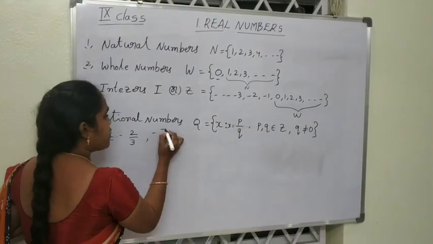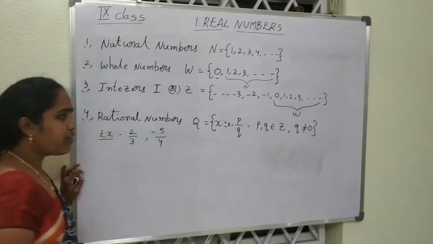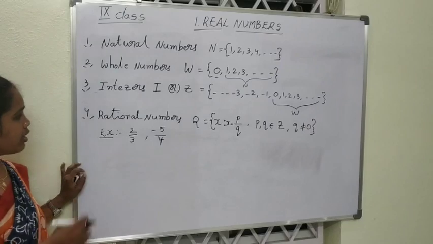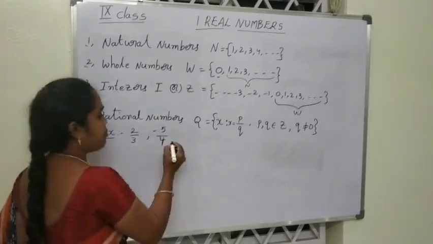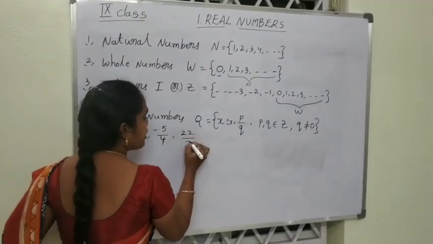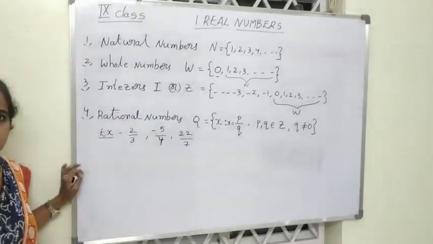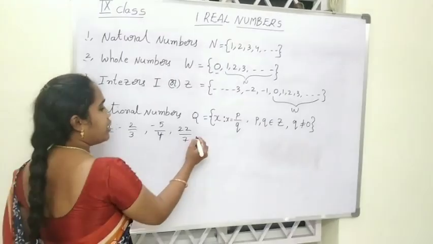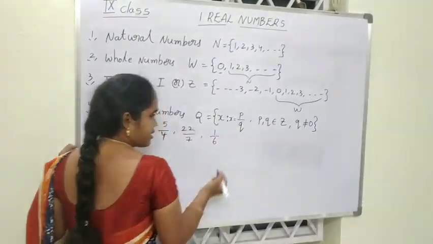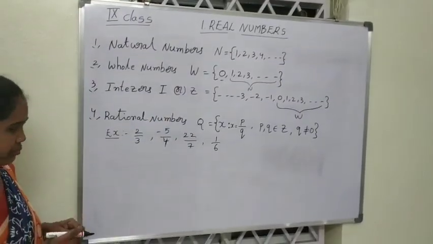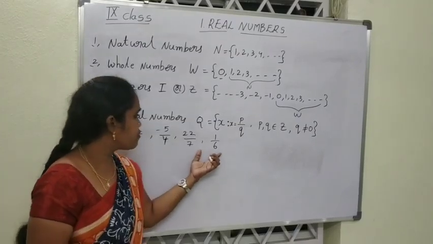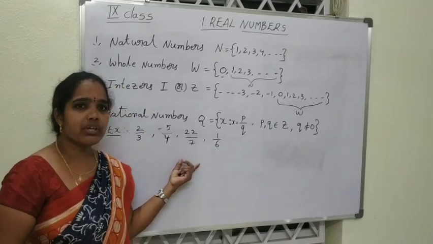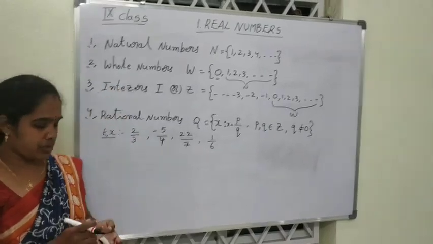Now I am taking minus 5 by 4. Is minus 5 by 4 in the form of P by Q or not? Yes, so that is right. That's why this is also a rational number. I am taking 22 by 7. Is 22 by 7 a rational number? Yes, it is in the form of P by Q. Next, suppose 1 by 6. 1 by 6 is also a rational number. All these examples that I wrote on the board are in the form of P by Q, so directly we can say these are rational numbers only.